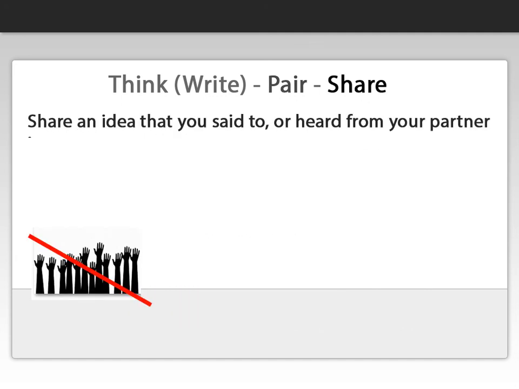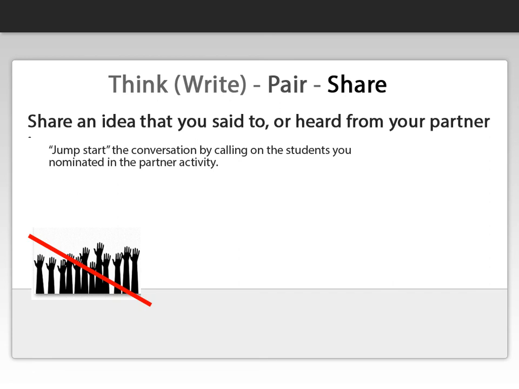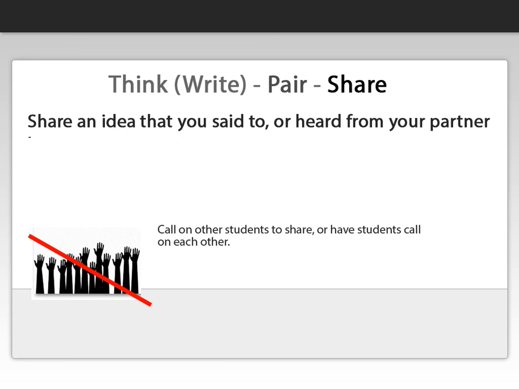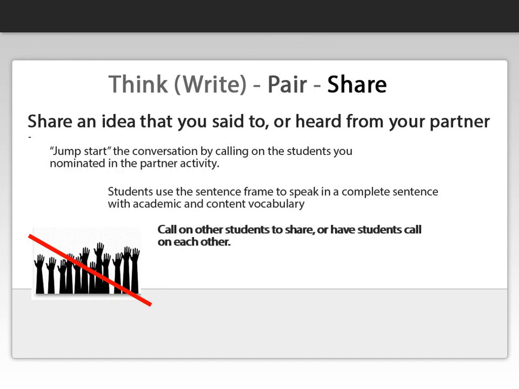After the time for thinking, writing, and sharing with a partner, it's time to share an idea that you said to or heard from your partner. The teacher will jumpstart the conversation by calling on students nominated in the partner activity. Students will use sentence frames to speak in complete sentences with academic language. After nominated students have shared, the teacher might call on another student to share, or have students call on each other. It is important not to raise hands until the end of the activity when the teacher asks, "Is there anyone else who has something to share?"